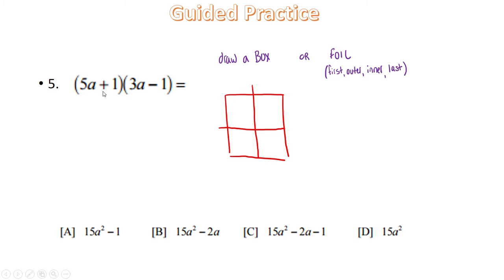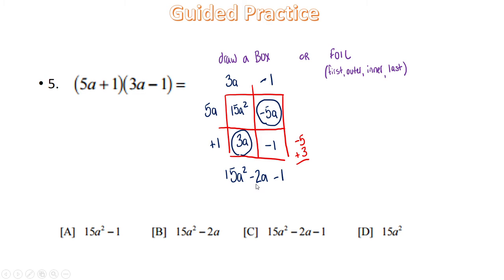If you were to draw a box, you would put a 5a plus 1 on the outside, the far left, 5a minus 1 on the top. Then you would multiply your first column times your first row to be 15a squared. Then the first column times the second row to be positive 3a. Second column times the first row would be negative 5a, and then negative 1 times 1 would be negative 1. I want to combine my like terms, which is negative 5 plus 3 will get you negative 2. Bring your biggest term first, put the negative 2a second, and bring down the negative 1 last.